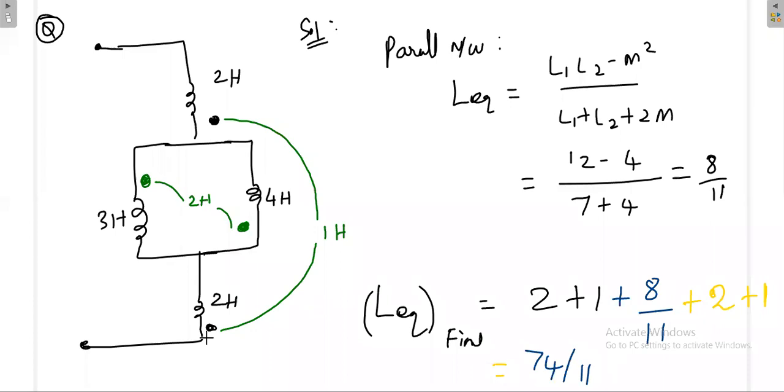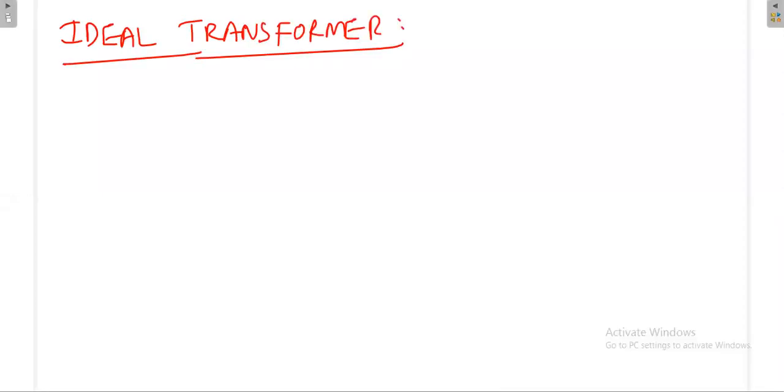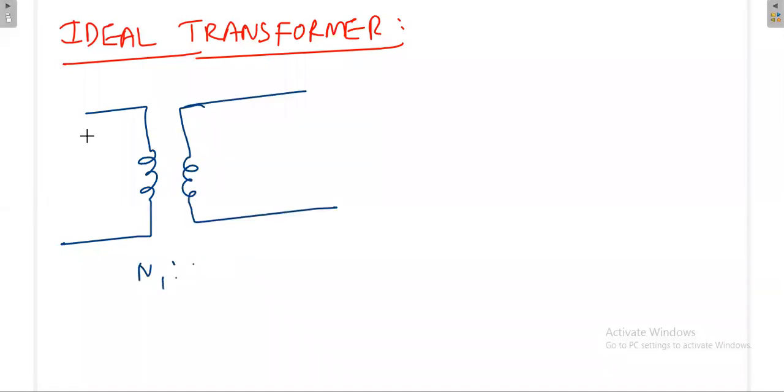Next one is ideal transformer. If the transformer is there with turns ratio N1 and N2, M is the mutual inductance between the primary and the secondary.